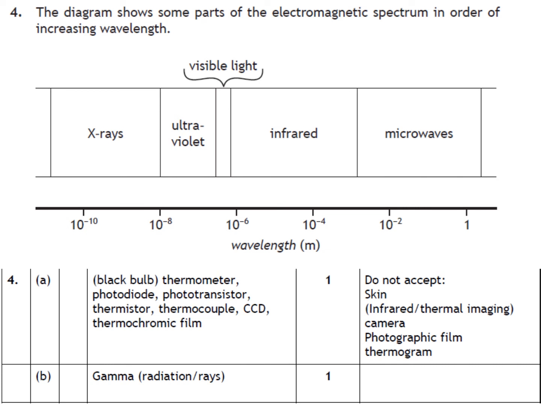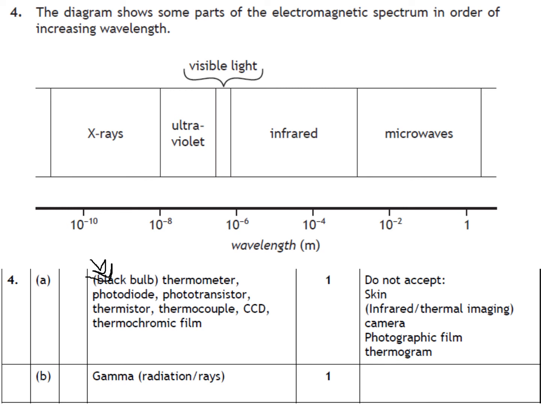Okay, so first of all, did you get it was the black bulb thermometer? Now notice they do give you a few other things like a photodiode, phototransistor, thermistor, thermocouple, CCD and thermochromic film. You can give these other answers, however, I tend to think the black bulb thermometer is probably the easiest one to remember. Okay, so that's why I've chosen that as your detector. If you want to choose any of these other ones, you are welcome to do that yourself.